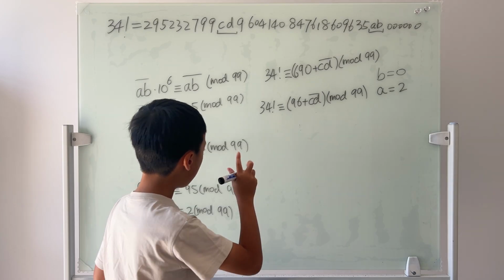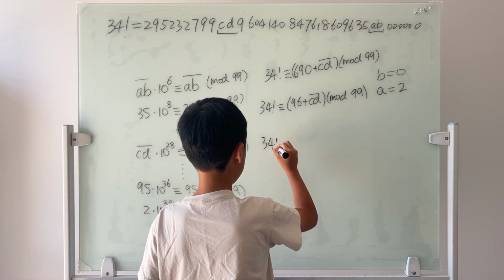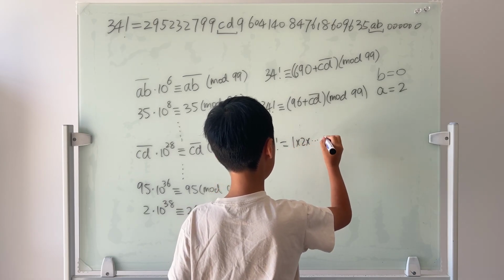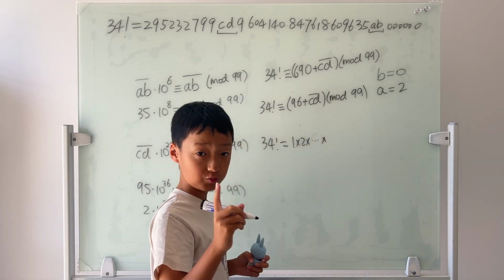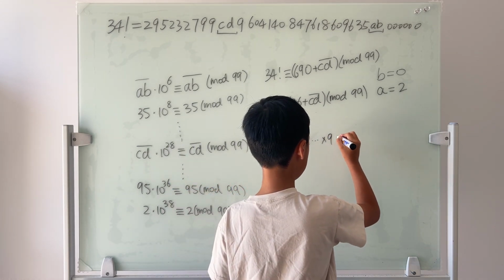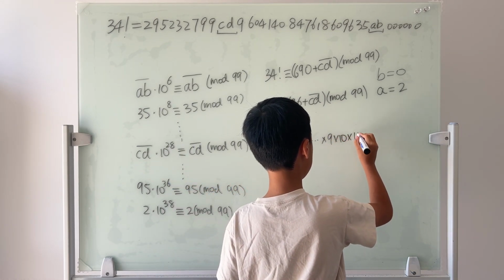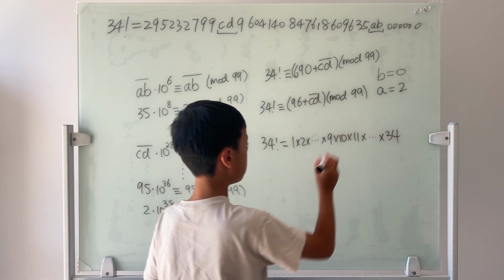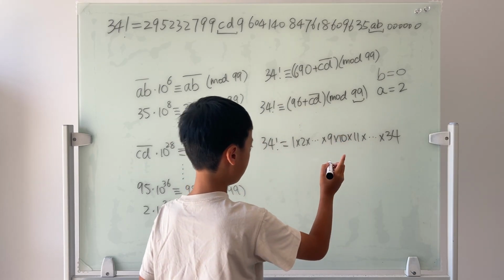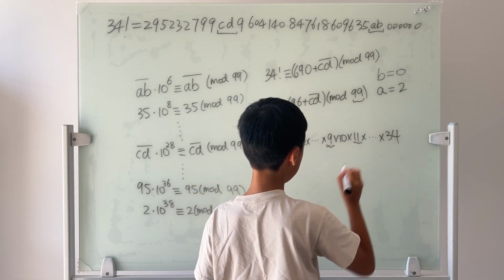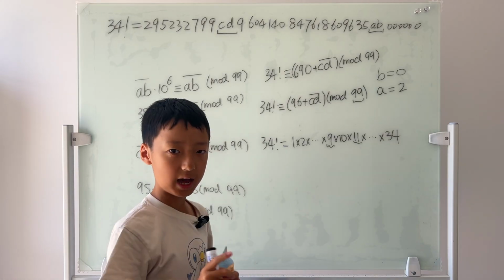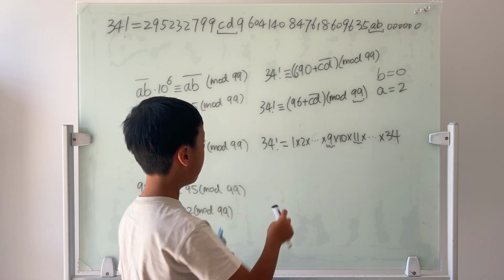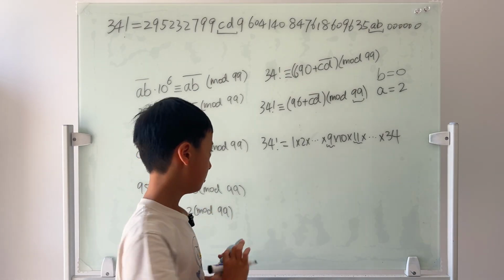Well, let's recall what factorial means. Factorial means we multiply from 1, 2, all the way to 34, right? But I'm going to write a few more. Times 9, times 10, times 11, all the way to 34. Well, this is mod 99, right? Well, here we have a 9 and an 11. 9 times 11 is 99. And like I said, if 99 is hidden in this number, then it must be divisible by 99, right?